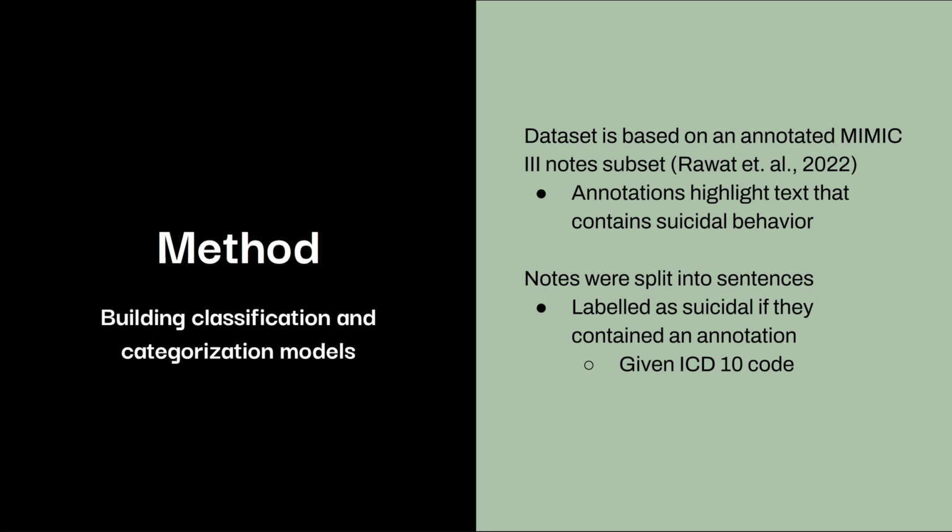The dataset used to train the artificial intelligence models was based on annotated MIMIC-III notes subsets that contain annotated highlighted text that contains suicidal behavior. These notes were then split into sentences and labeled as suicidal data if they contained one of these annotations entirely within them. They were also given an appropriate ICD-10 code to describe the behavior.